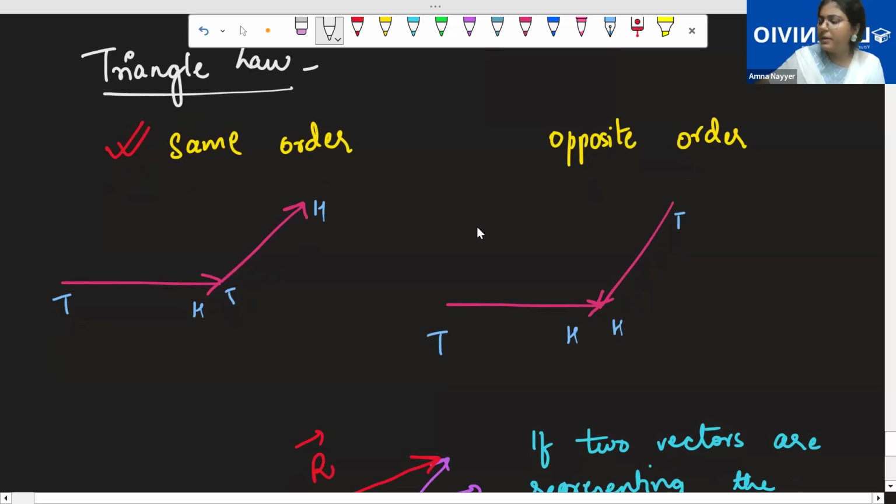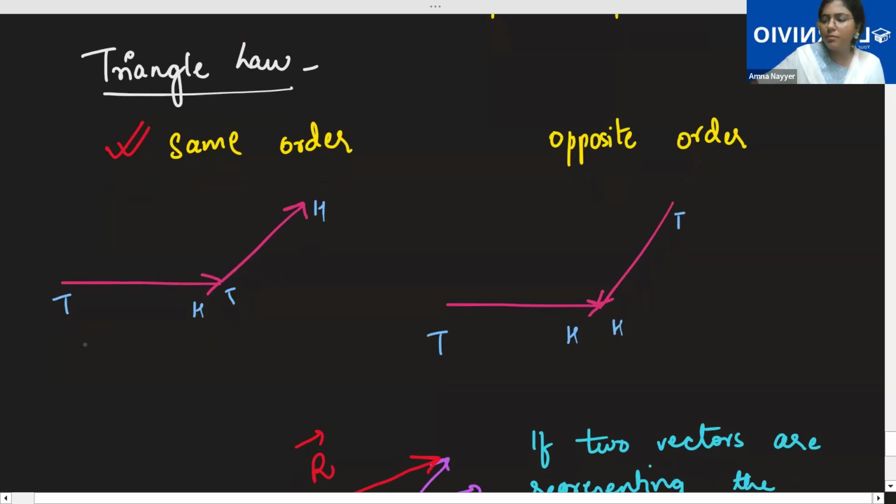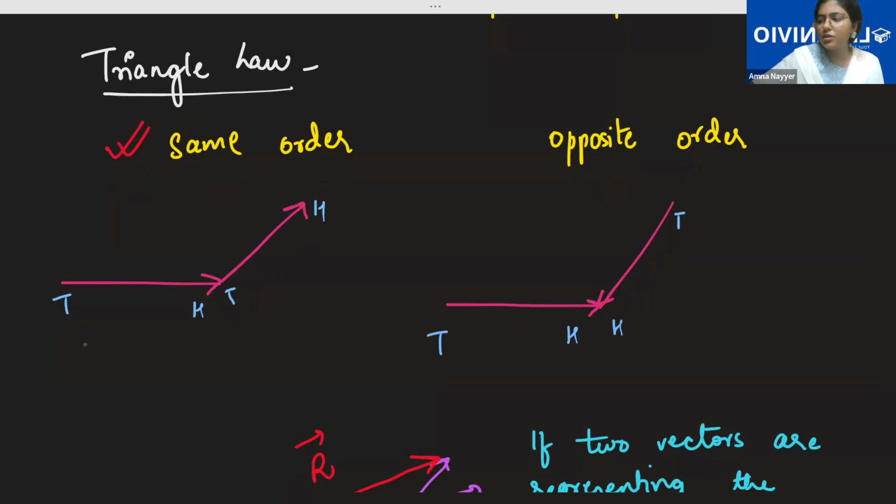Then let's just complete it so that we can complete motion in a plane, so that we can now start with laws of motion.